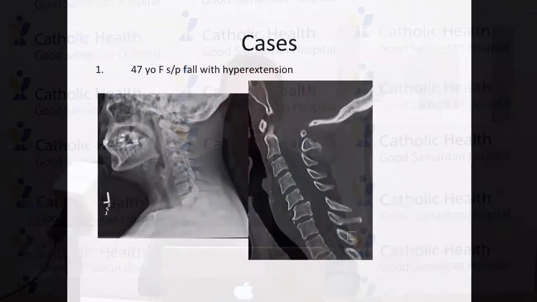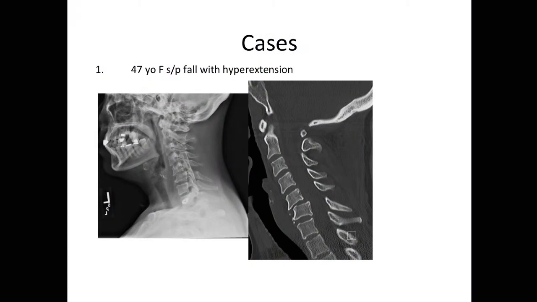I have a few examples here. This was a hyperextension type injury, and the patient, if you can look at the CT scan and the x-ray side by side, you'll note one of the bones has slipped forward a little bit. So they sort of fell down some stairs, slipped this bone forward.